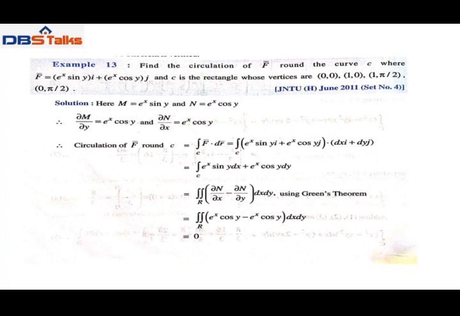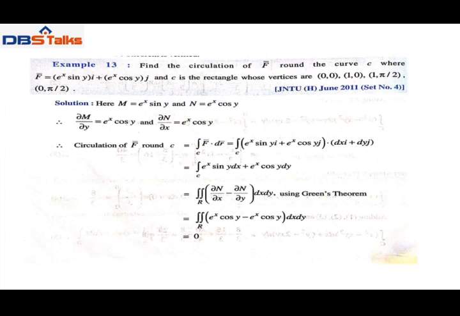So circulation of F bar equal to integral F bar dot dr bar, where F bar is given and dr bar is dx i bar plus dy j bar. Using the dot product we get integral e power x sin y dx plus e power x cos y dy. This is in the form of integral M dx plus N dy. Here M equal to e power x sin y and N equal to e power x cos y. Now we find dou M by dou y equal to e power x, which is constant, times sin y differentiation, which is cos y, and dou N by dou x, where cos y is constant and e power x differentiation is e power x.